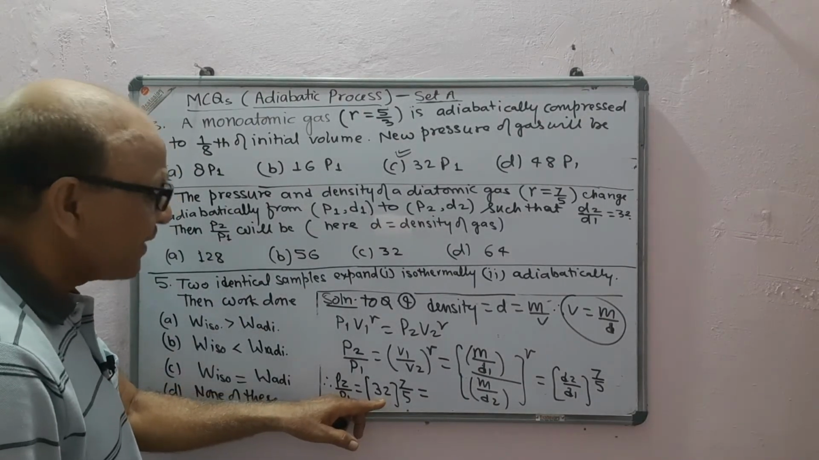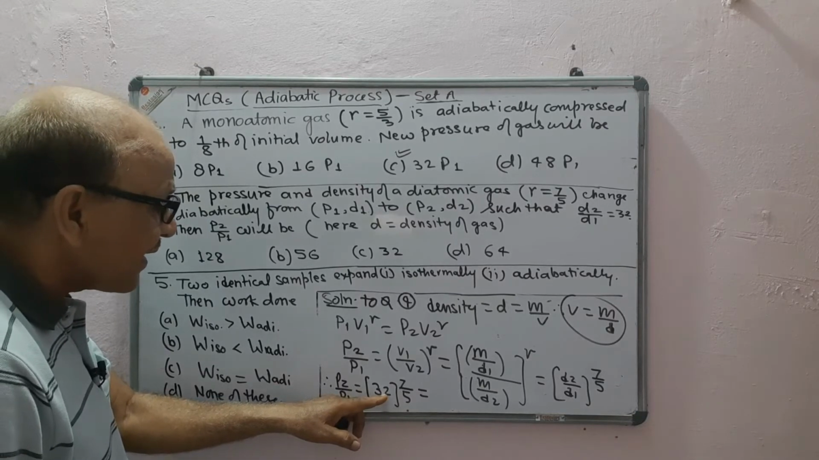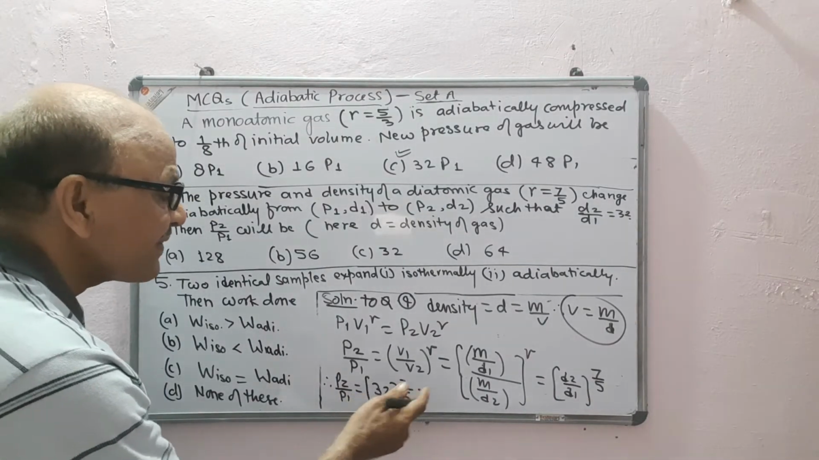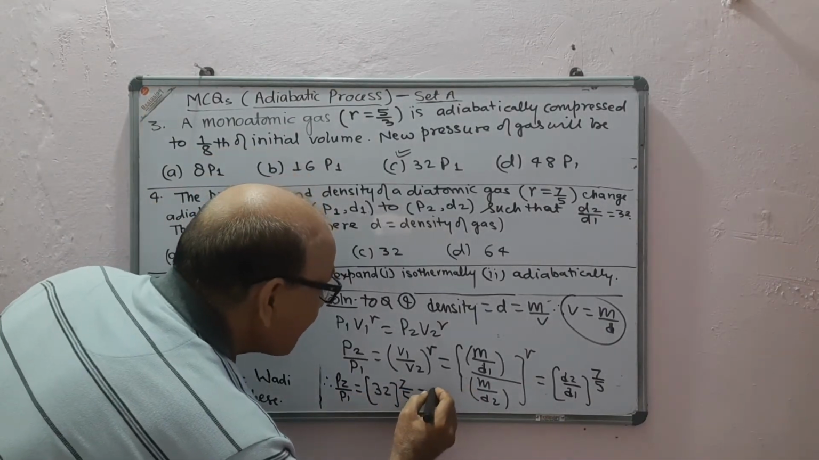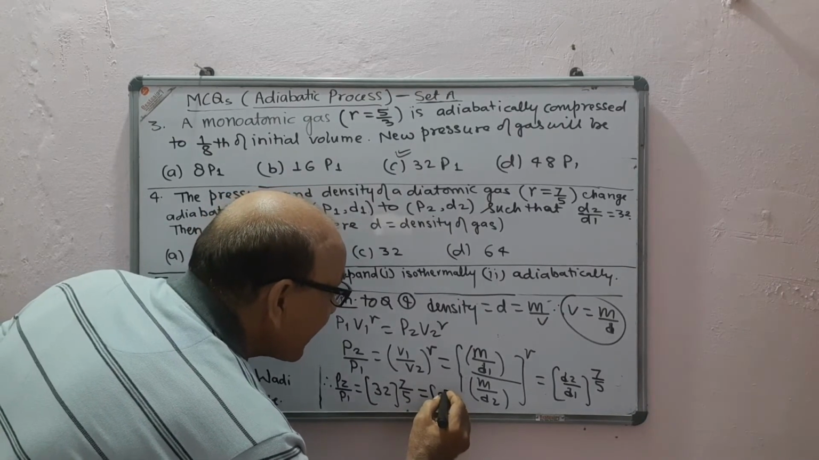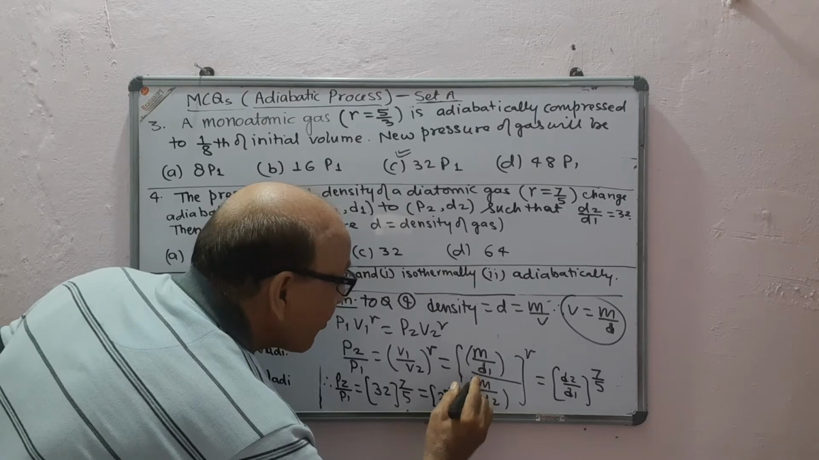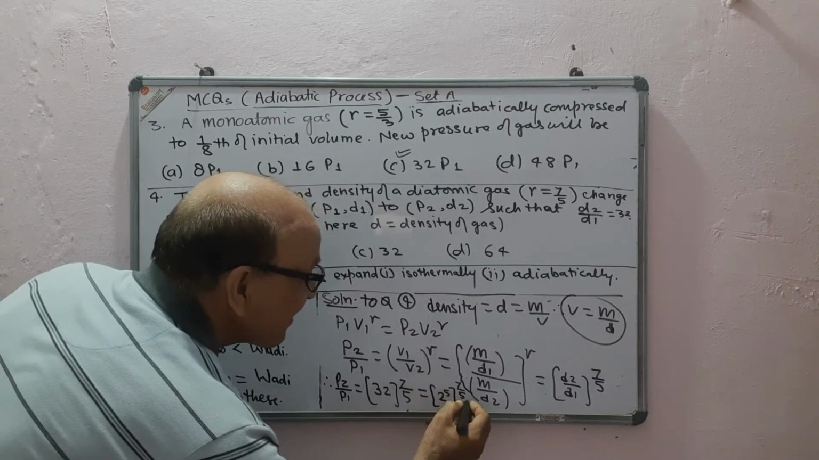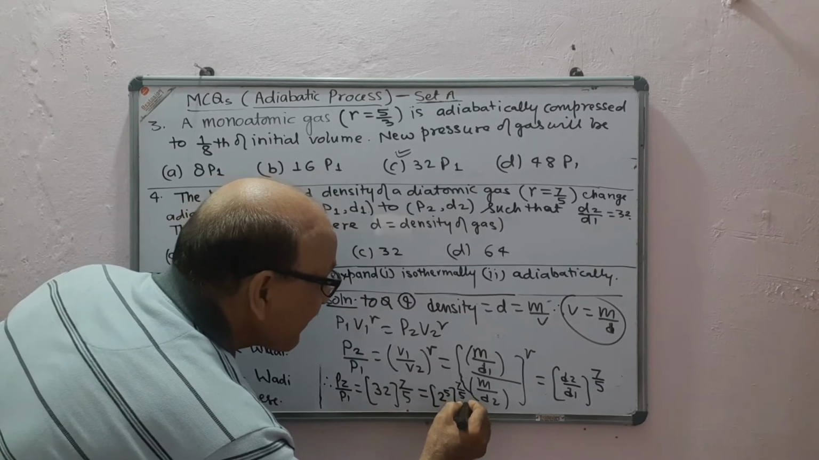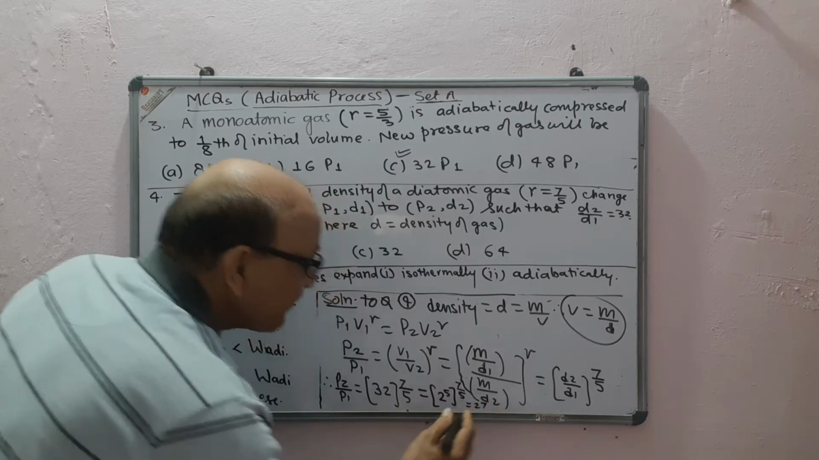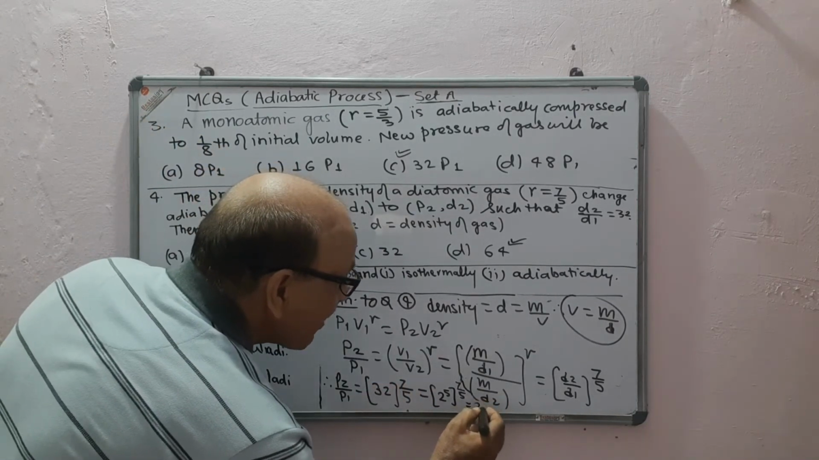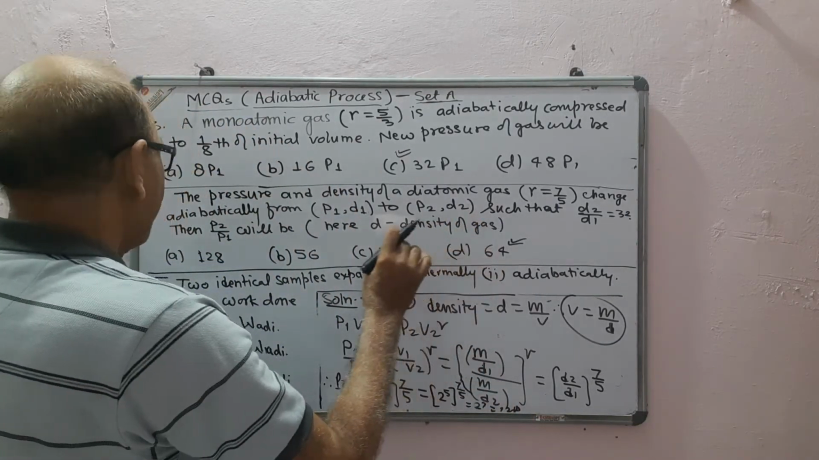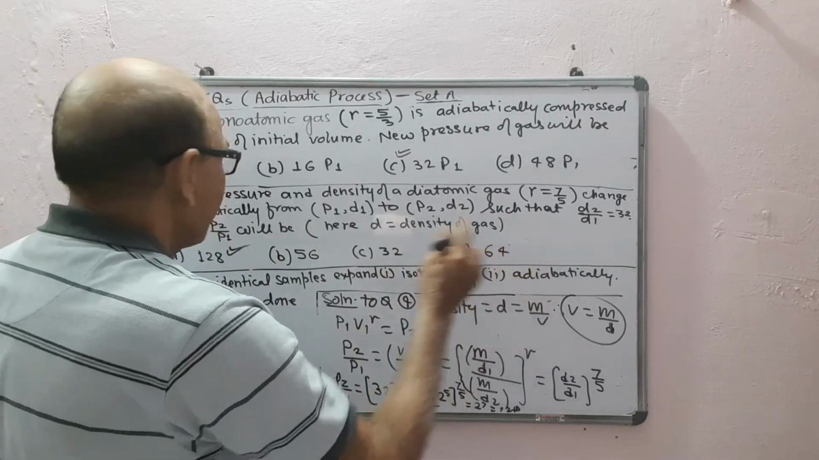32 can be written as 2 to the power 5, so this is 2 to the power 5 whole power 7 by 5. This 5 cancels and we get 2 to the power 7. Sorry, 2 to the power 7 means 128. So the correct answer will be this one.